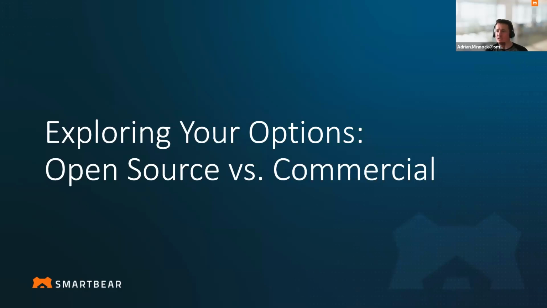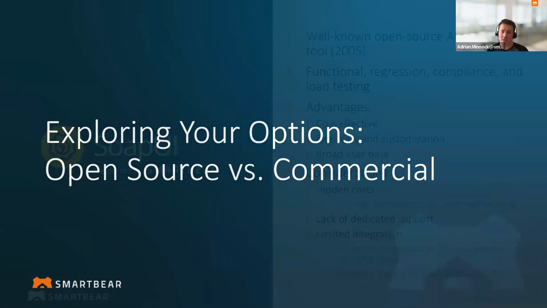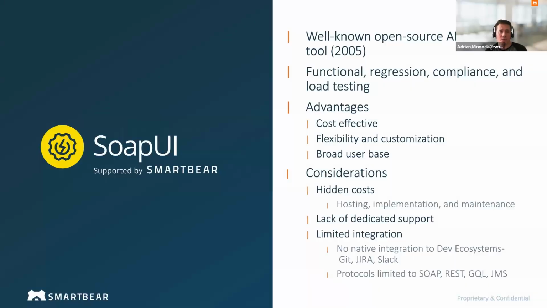Okay, so if we jump in, we've talked about some of the considerations and also some of the importance of API testing. But if we actually jump in and have a look at the open source versus the commercial, we can look at the two tools that we're going to focus on in today's session. So SoapUI, which is a SmartBear tool. So this is open source.